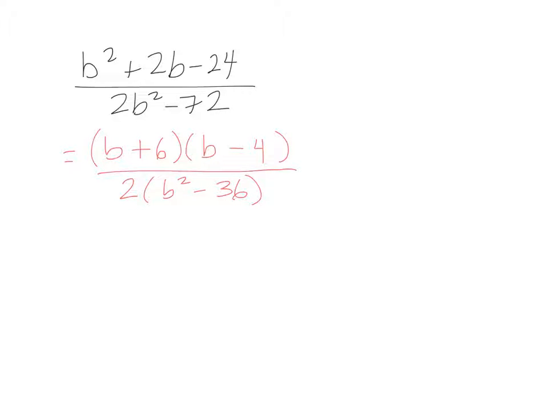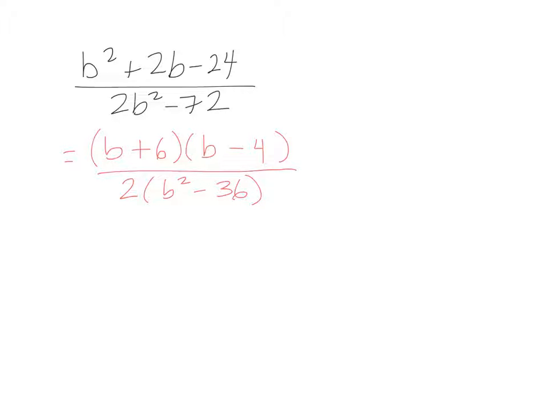So when I factor the numerator, I get b plus 6 times b minus 4. And the denominator, I took out a common factor. If you can take out a common factor, you should always do that. That should be the first thing you look for when you're factoring. So I took out a 2, but the denominator is actually not yet fully factored. This is another difference of squares, b squared minus 36, perfect square minus perfect square.